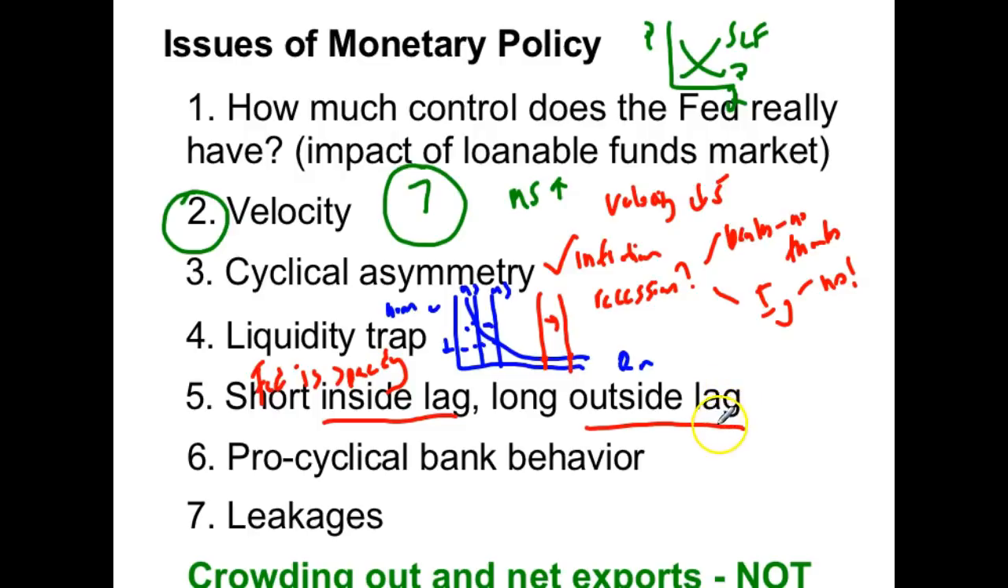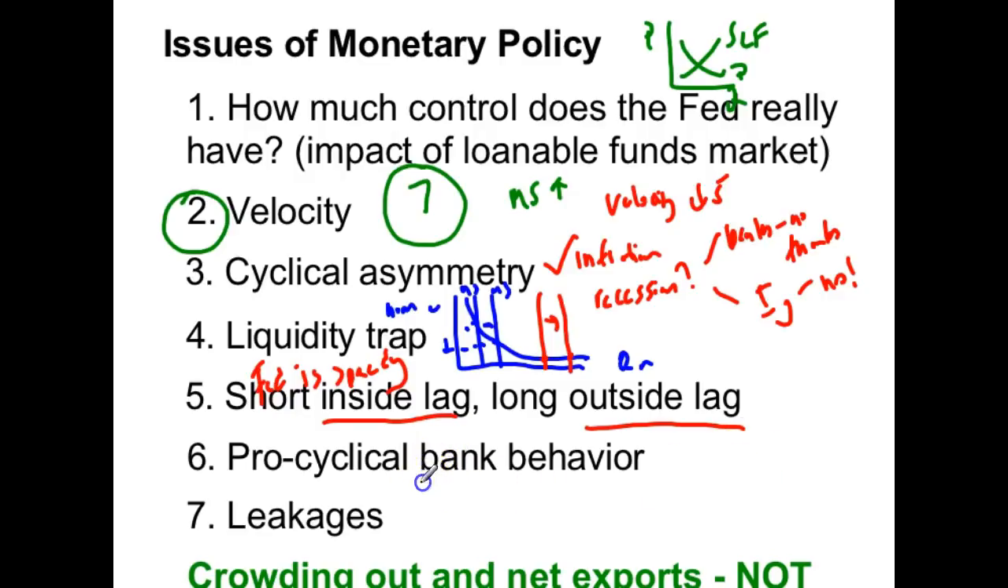In other words, they might very quickly lower interest rates. It takes a long time for that to impact borrowing and lending behavior by basically businesses making investments or by consumers. So the impact might take a very long time to be felt. There's less of an outside lag for contractionary monetary policy.